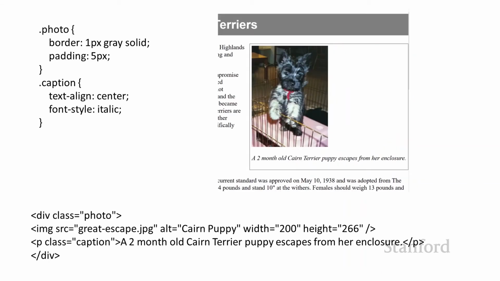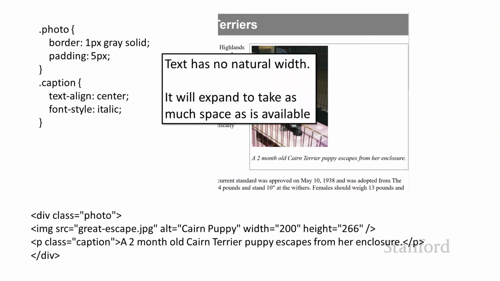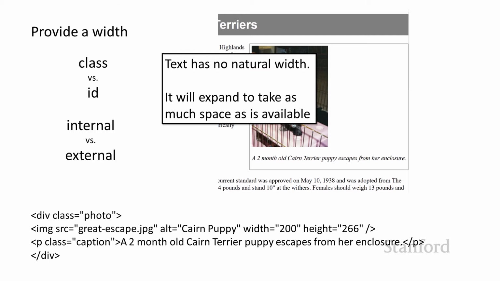So what happened here? Why did it work on one but not the other? Well, the image has a specific width, but the text does not. Because text has no natural width other than however long your sentence or paragraph is, it will expand to take up as much space as available. So the caption just expanded out. It said, I am just going to take as much space as is available until I can appear on one line or until I fill the entire web browser window. So that's a problem. Our solution is to provide a specific width on that caption.